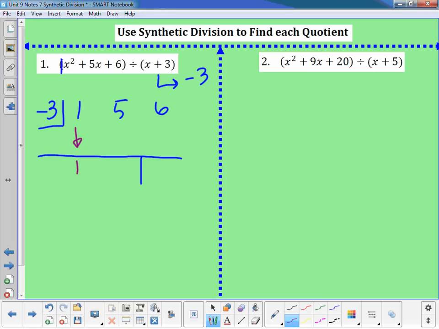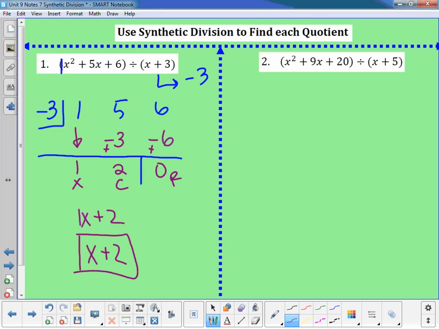Negative 3 times 1 is negative 3. Add them up and I get 2. Negative 3 times 2 is negative 6. Add them up and I get 0. So again, my remainder is 0. Good. That's going to be my constant. That's my x term. So this looks like 1x plus 2, or we could have just written that x plus 2.